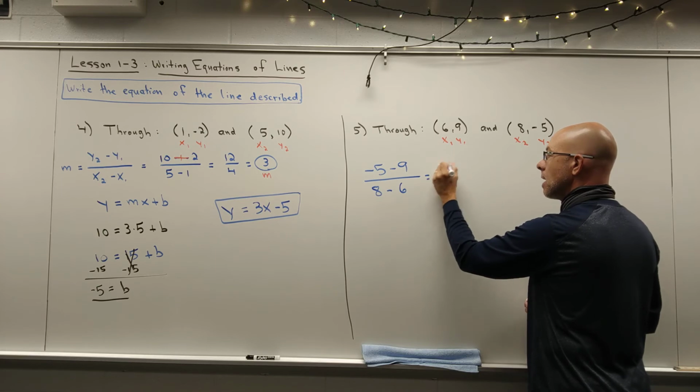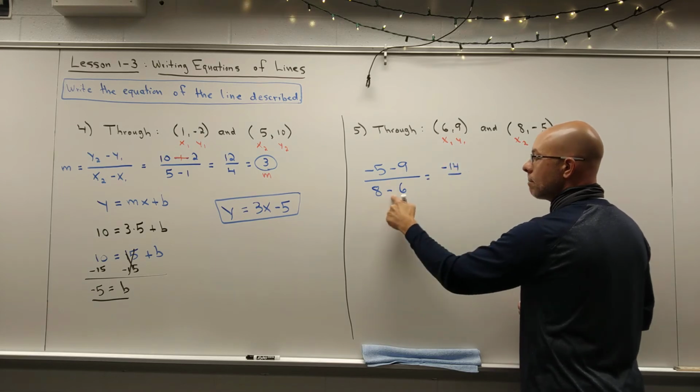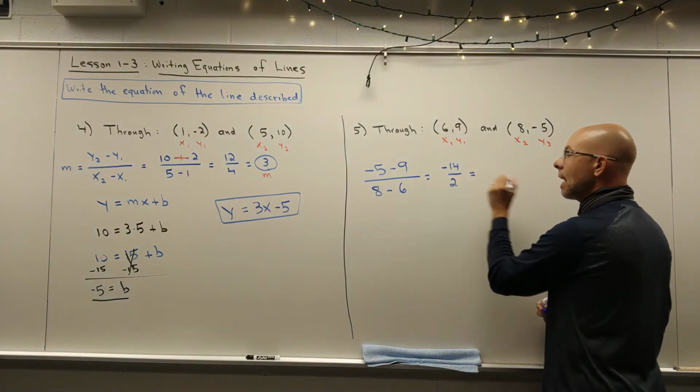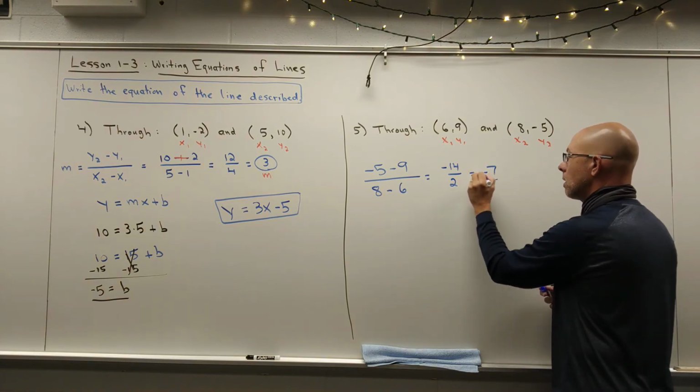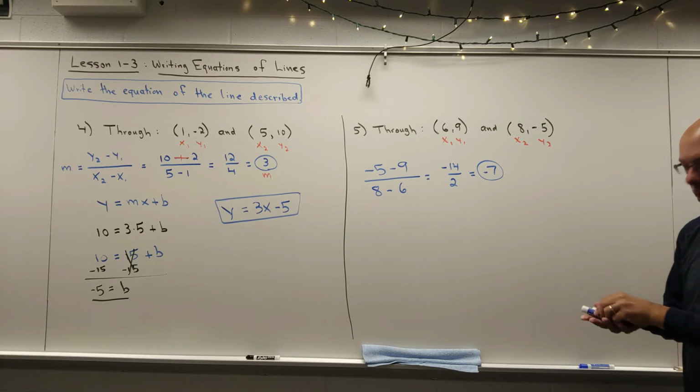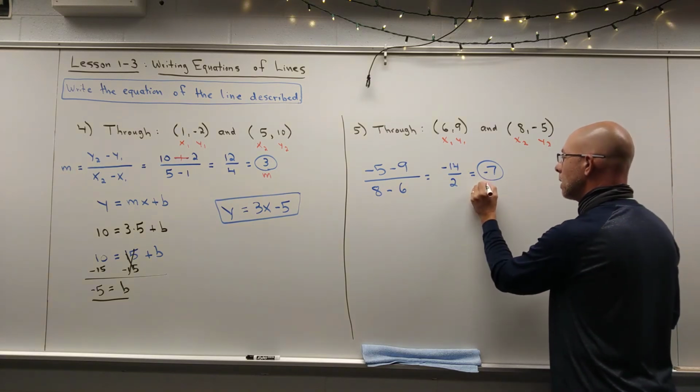-5 minus 9 is -14. 8 minus 6 is 2. -14 divided by 2 is -7. Folks, there is our slope. Maybe circle it and label it M.